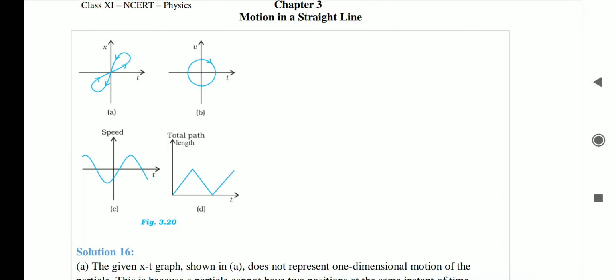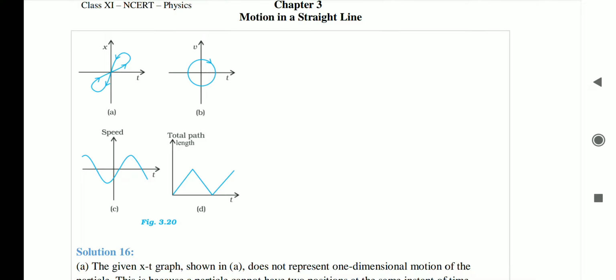Now look at the second graph, velocity time graph. Again, at a given interval of time, the velocity is positive as well as negative. ऊपर भी प्लस वी आ रही है सेम टाइम पे, नीचे भी माइनस वी आ रही है सेम टाइम पे. So again this graph is not possible. Now look at the third graph. This is a speed time graph. Now here the speed is positive as well as negative. Now we know that speed can never be negative. So again this C graph is not possible.